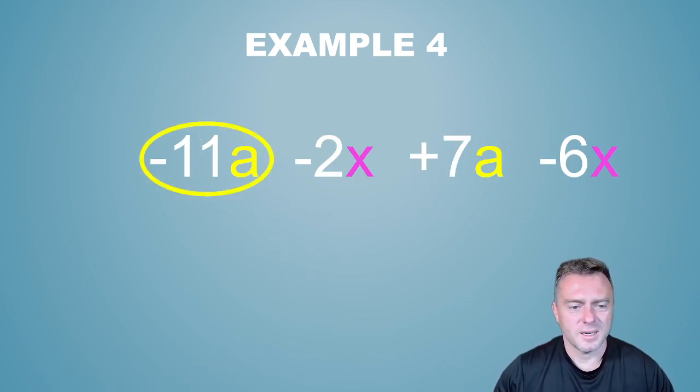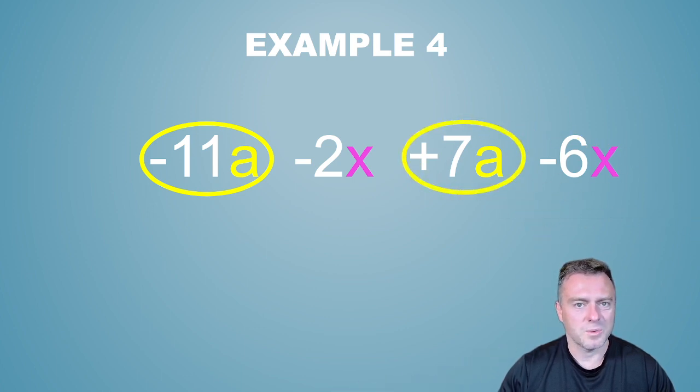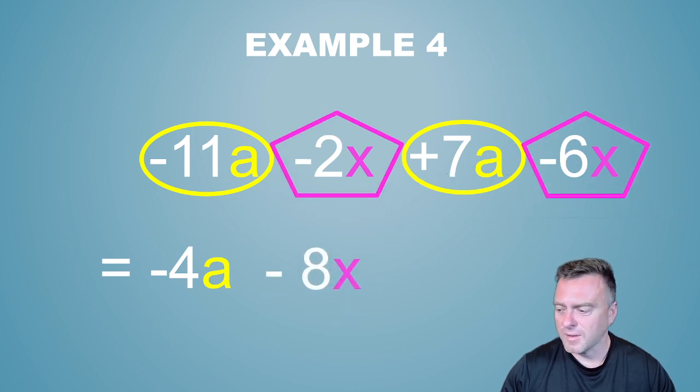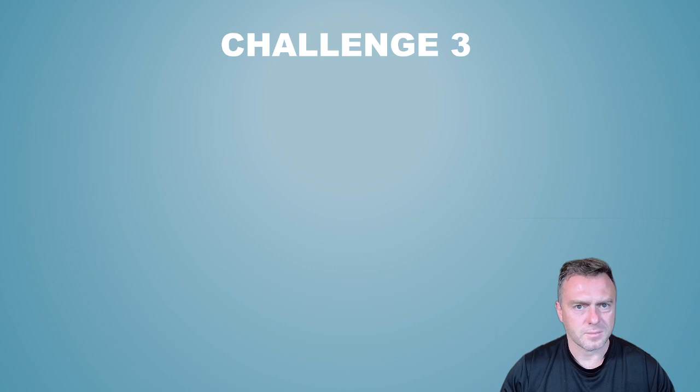So in this case here, we have 2 A's and X's. So we've got -11A plus 7A. Right, so we need to, and this is why we spent time doing the adding and subtracting of positive and negative numbers. So that gives us -4A.